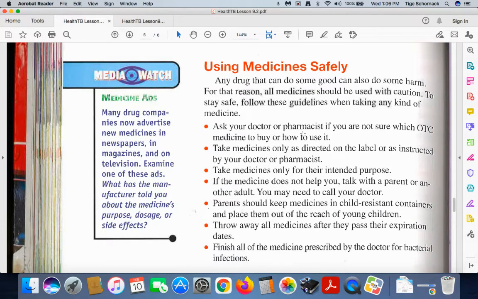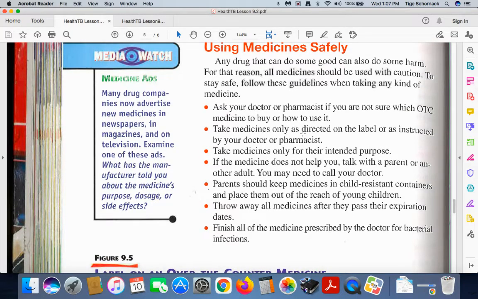Media watch. Medicine ads. Many drug companies now advertise new medicines in newspapers and magazines and on television. Examine one of these ads. What has the manufacturer told you about the medicine's purpose, dosage, or side effects? I will create an ad, or I'm not going to create one. I'll create a YouTube video to show you guys that. I'm not going to create a YouTube video. I will download a YouTube video to show you that. There we go.